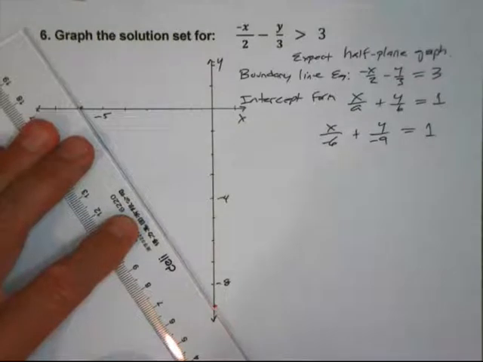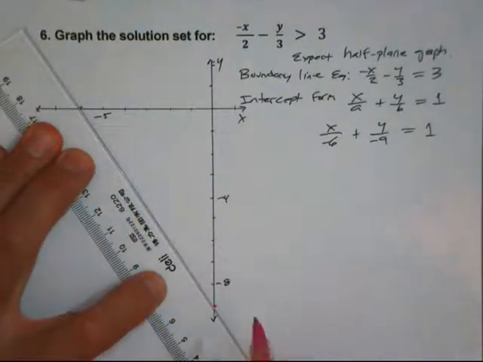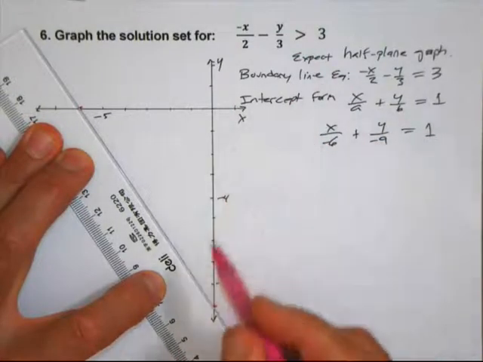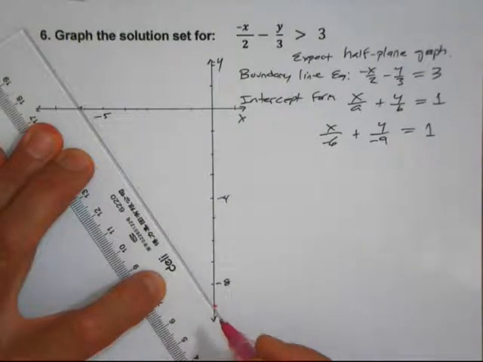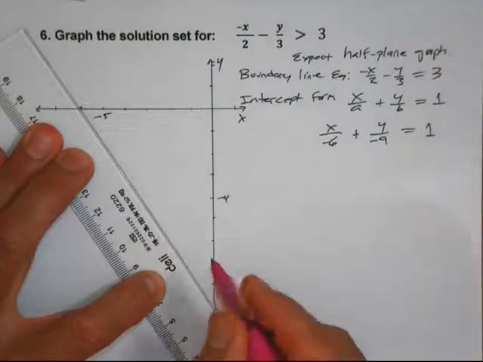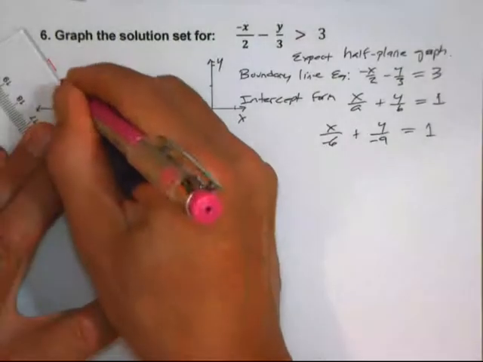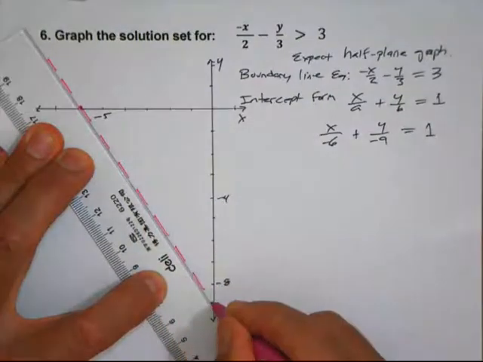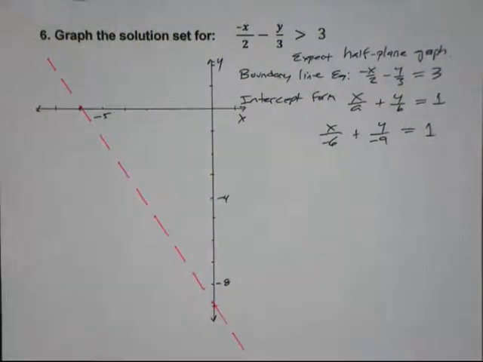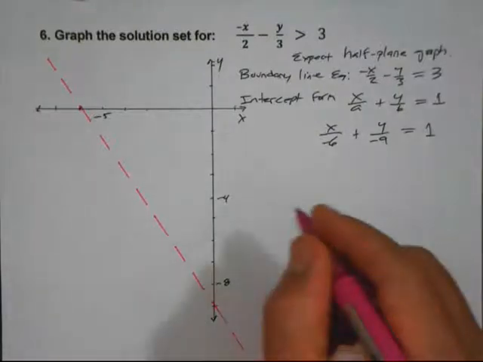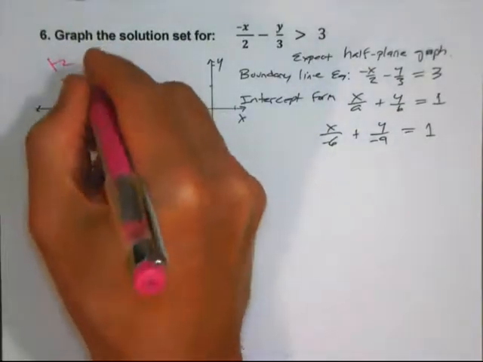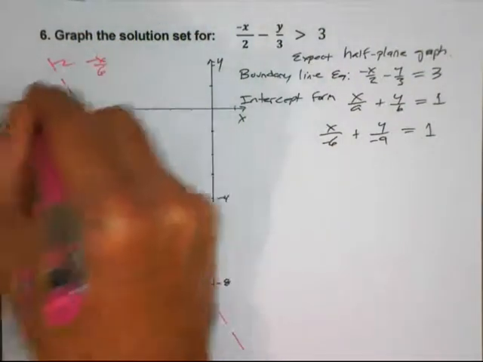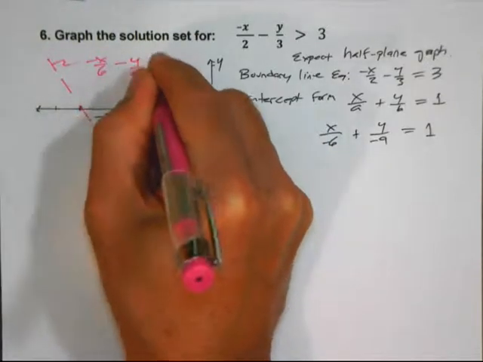And we want to be careful because, after all, we're graphing the solutions of an inequality. It's a greater than inequality. So these boundary line solutions are not solutions to the inequality. We need to use a dashed line. Okay, this dashed line has the equation most simply, I suppose, written as negative x over 6 minus y over 9 equaling 1.